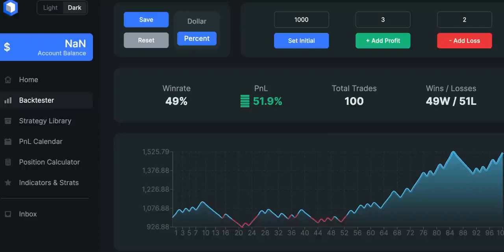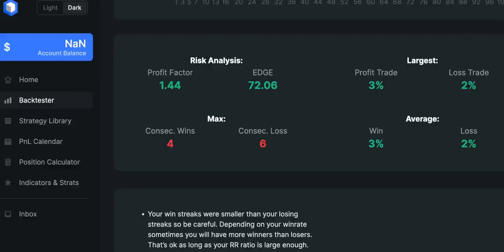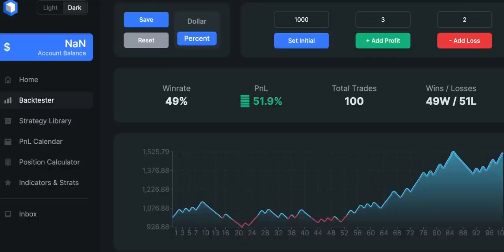We see at the beginning I was really terrible at drawing those support and resistance lines, but as soon as I understood how to draw them properly, I started making some really serious gains. The profit factor for this strategy is 1.44, and I had 4 consecutive wins against 6 consecutive losses. So overall, I would say this strategy is not that bad.